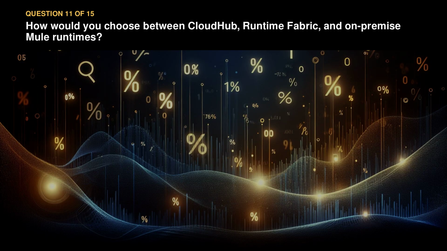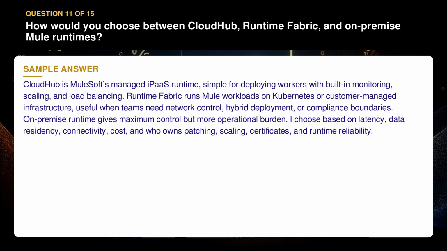Question 11. How would you choose between CloudHub, Runtime Fabric, and on-premise Mule runtimes? CloudHub is MuleSoft's managed iPaaS runtime, simple for deploying workers with built-in monitoring, scaling, and load balancing. Runtime Fabric runs Mule workloads on Kubernetes or customer-managed infrastructure, useful when teams need network control, hybrid deployment, or compliance boundaries. On-premise runtime gives maximum control but more operational burden. I choose based on latency, data residency, connectivity, cost, and who owns patching, scaling, certificates, and runtime reliability.